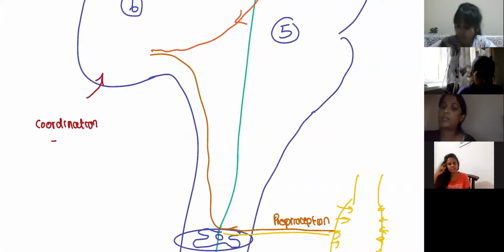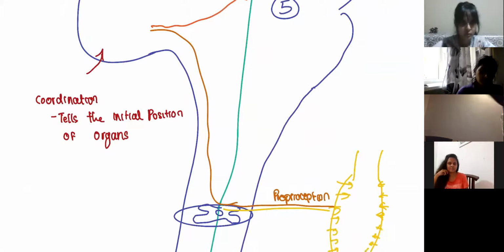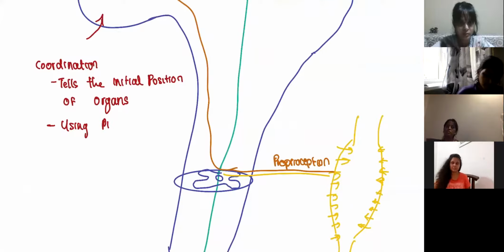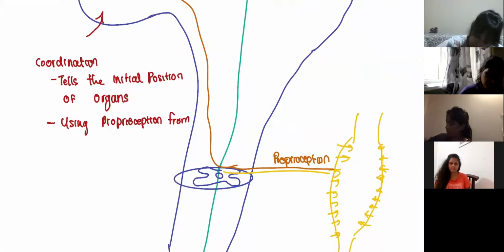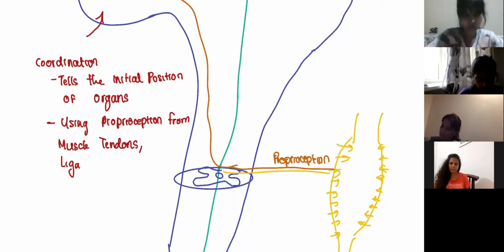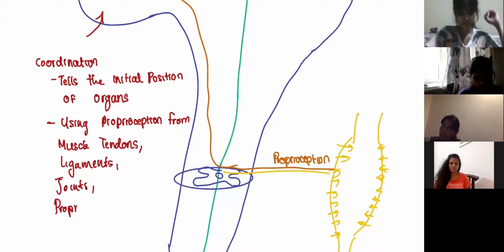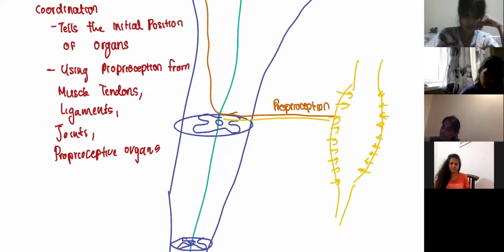How it does it is, it tells the initial position of muscles, of organs, using proprioception from muscle tendons, ligaments, joints, and other proprioceptive organs. Using this information, it always knows.